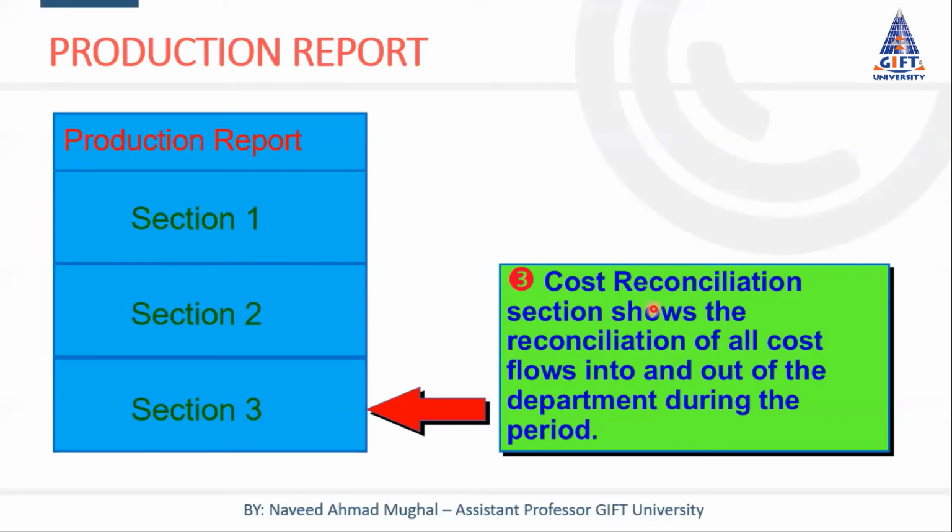So this is the whole picture of cost of production report, and we will learn how to prepare it with the help of a particular example, illustration and numerical calculations. Hopefully you have understood what the cost of production report is, what the three segments or sections of it are, and what the linkages between these sections are. Thank you so much.